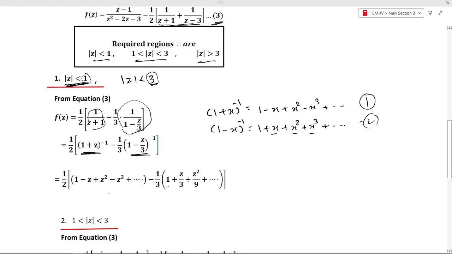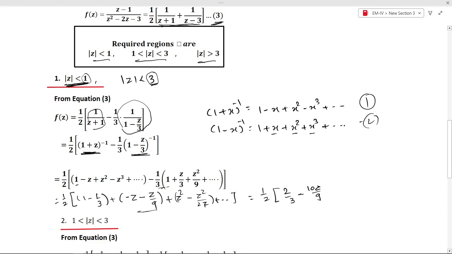If you want to simplify this more, here you will get 1 by 2. If I collect the terms, this is 1 minus 1/3, which is 2/3. The second term will be minus z minus z upon 9, that is minus 10z upon 9. The next term will be z square minus z square upon 27, that is 26z square upon 27, and so on. So this is the required series for the region mod z less than 1.